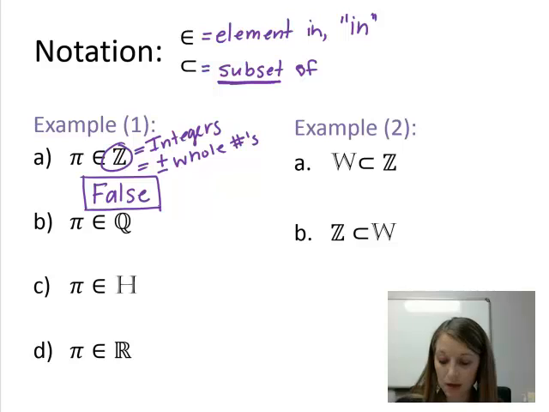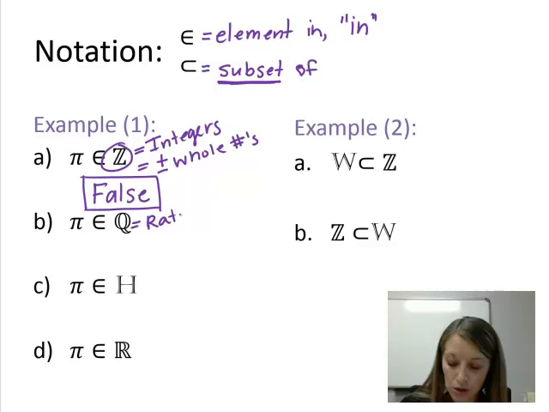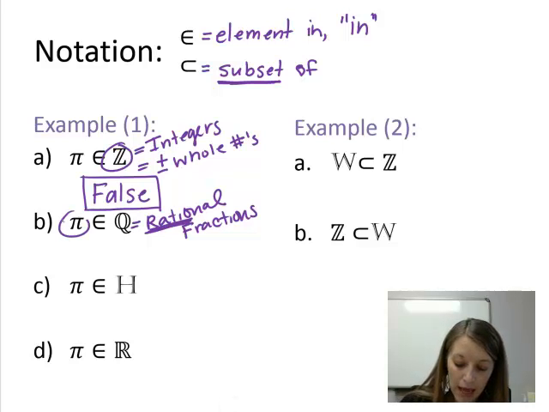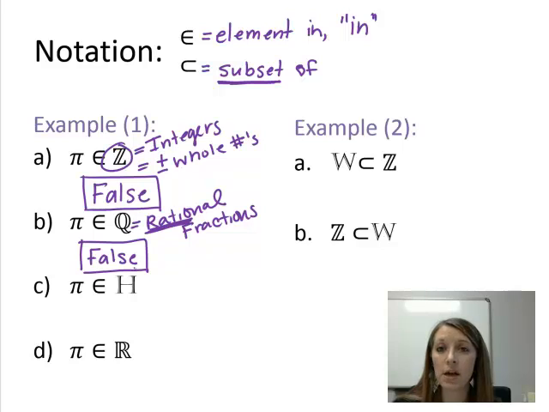Okay, in part B, if we look at the double bar Q, Q stands for rational. And remember the prefix of that is ratio, which stands for fractions, or anything that can be written as fractions. So, fractions, whole numbers, decimals that stop, and decimals that repeat. So, is pi in that group? And the answer is no, meaning the overall answer to this statement is false, because pi is a decimal that does not stop and does not repeat.